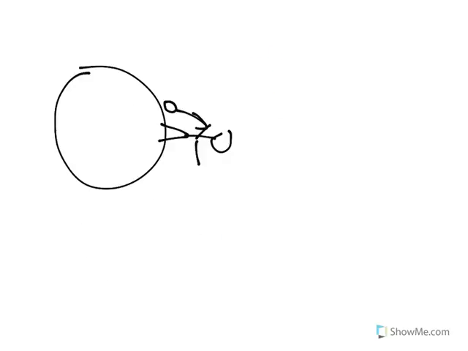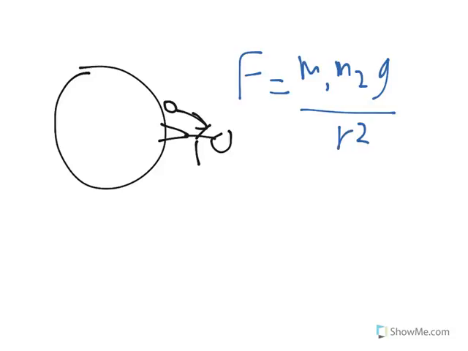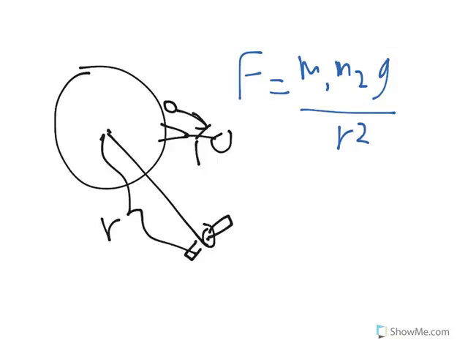So now we have an equation that gives us the amount of force that different things experience at different heights. We can say that the force is mass 1, mass 2, gravity over radius squared. And what's radius squared? Radius squared is the distance between the center of an object and the center of the other object. So if this is our satellite, we notice that this satellite has a much larger radius than we do with the Earth.